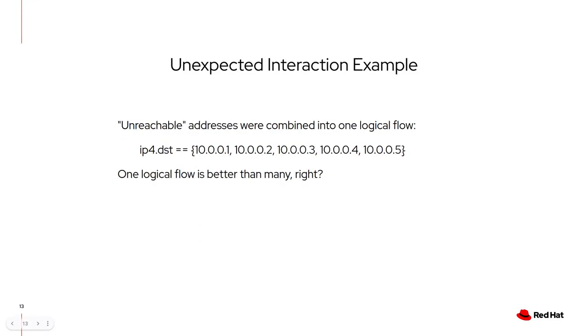Now let's look at something that in isolation seems smart, but when inspected as a part of the whole ends up being bad. Touching on unreachable addresses again, we used to combine all of the flows into a single logical flow. After all, the actions for each individual logical flow were identical. The only thing that changed was the destination IP address. This seems like a smart idea since it reduces the number of logical flows to 1 for a given data path.